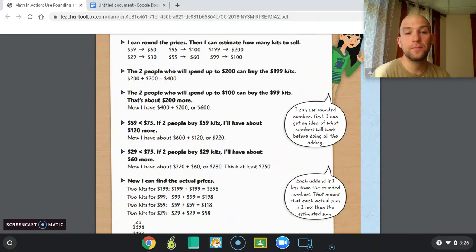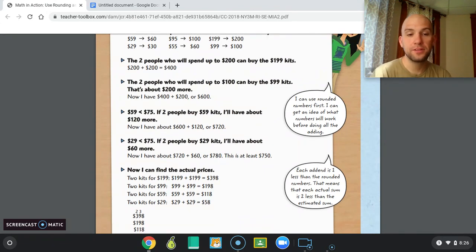$59 is less than $75. So if two people buy the $59 kits, I'll have about $120 more. So now I have about $600 plus about $120. And if we add 600 plus 120, we get 720. Lastly, we have $29, which is less than $75. If two people buy the $29 kits, I'll have about $60 more. Now I have about $720 plus about $60, or $780. 720 plus 60 equals 780. This is at least 750.